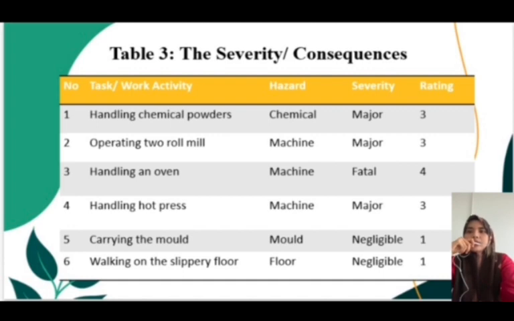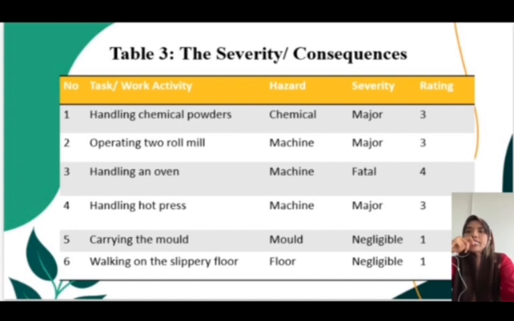Next, I will be presenting the severity of our work activity. We have 6 work activities that have hazards, and we rate the severity of each. First, handling chemical powders, the hazard is chemical, the severity is major, and the rating is 3. Second is operating 2 roll mill. The hazard is machine, the severity is major, the rating is also 3.